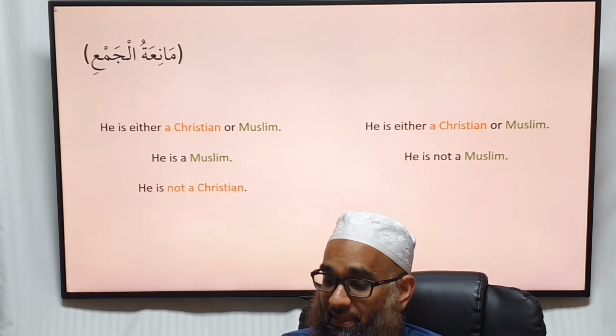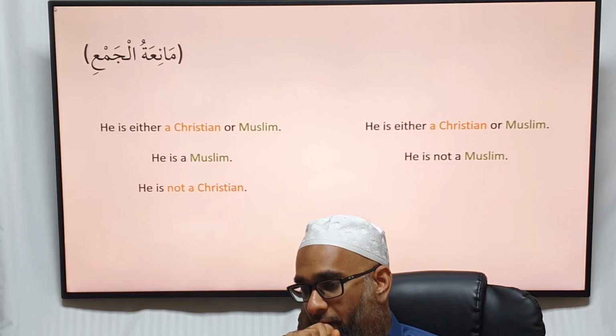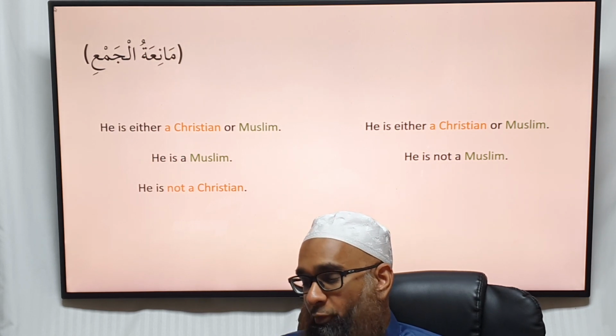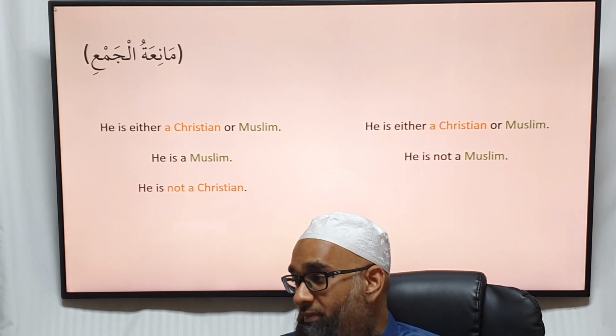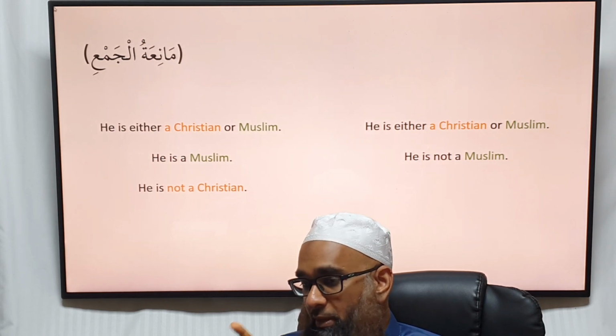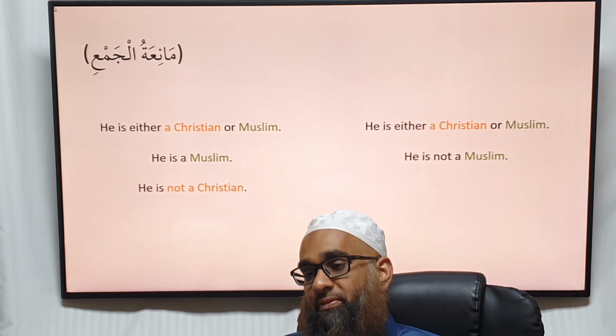Okay. He either gives zakah or receives zakah. No, that's manatul jam'i, because you could be in the middle. You don't give or you don't receive. You're not rich enough to give zakah, and not poor enough to receive zakah. No, you're poor enough to receive it. But if you say he either gives or receives zakah, it's manatul jam'i. You can't be both giving zakah and receiving zakah.